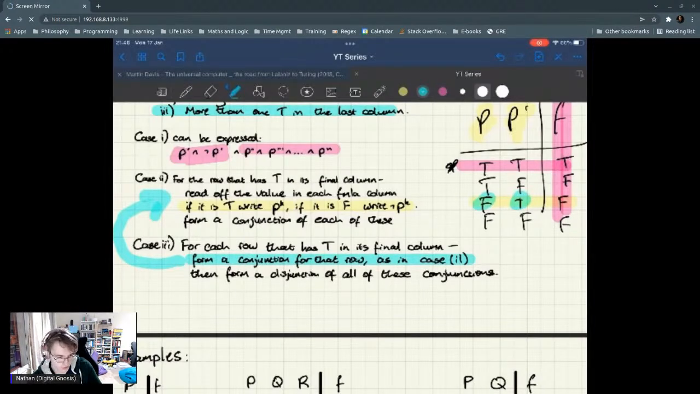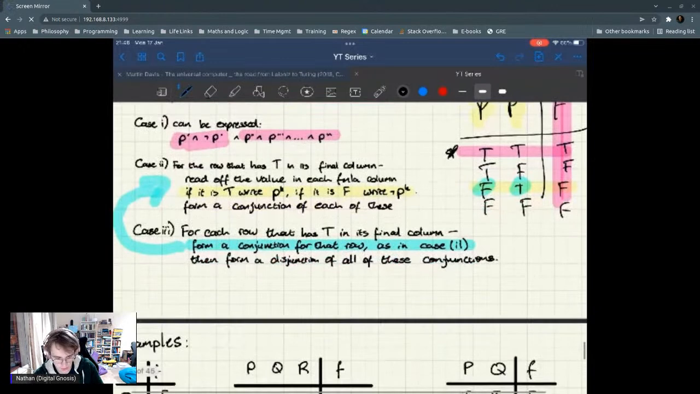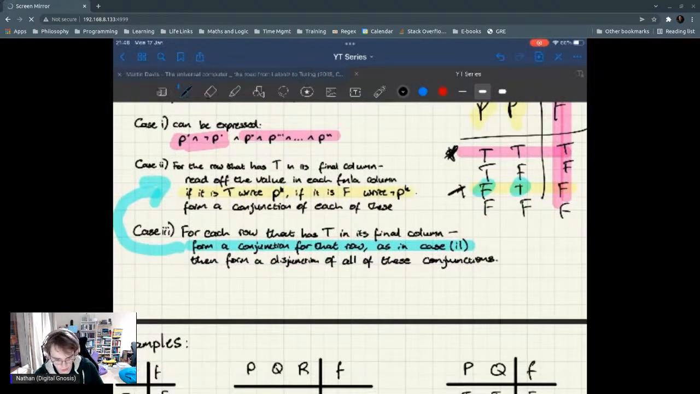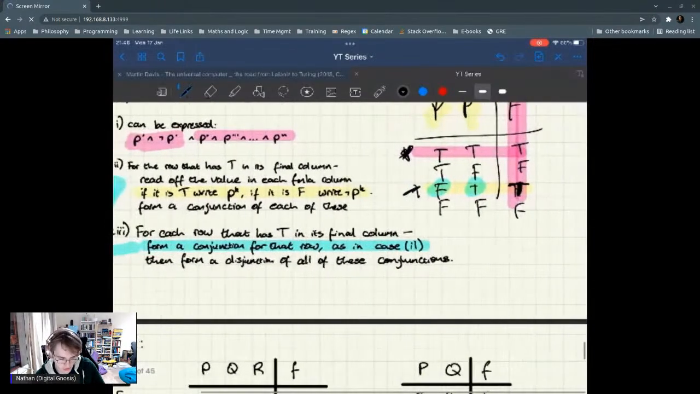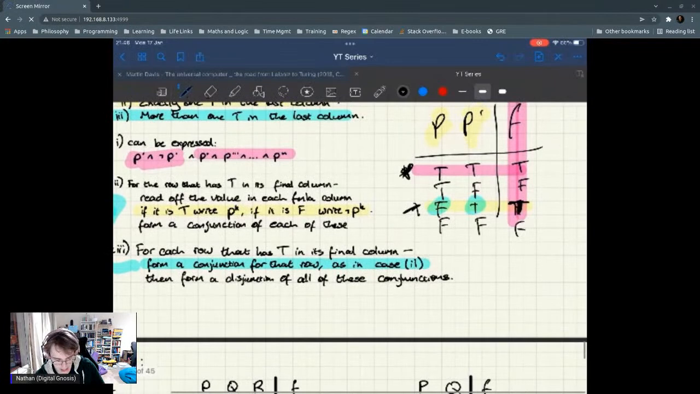And then for each of those that we form, so let's say it was both of these rows, it was this one and this one. So we're going to make that into a true. So we're going to apply case 2 for each of those rows. So we get P and P prime in our first conjunction. And then in our second one, we're going to get not P and P prime like that.